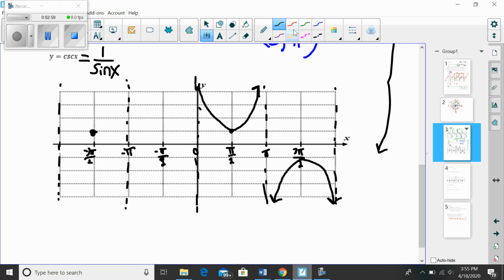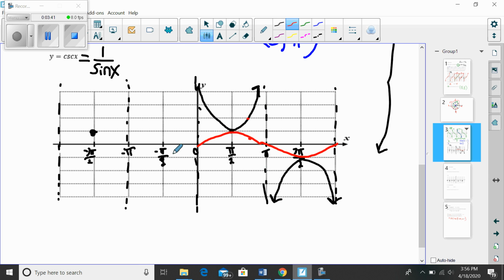Sometimes it's nice to look at this with the sine curve on the same set of axes, because this can help me see, like, here where sine is a half, its reciprocal is 2. I can see that by looking at these points. And anywhere that the sine curve is very close to 0, the reciprocal, 1 over something very, very close to 0, is very, very large. So anywhere that sine is close to 0, I'm at a very large negative or very large positive value.